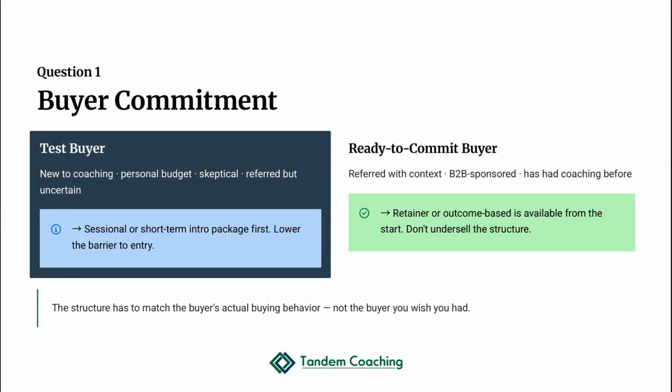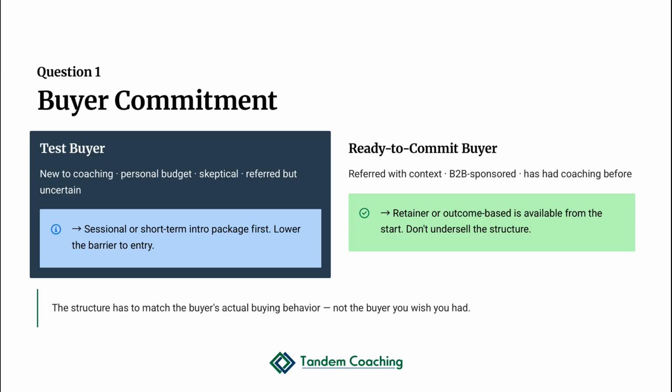Question 1. Buyer commitment. A test buyer, someone new to coaching, working with a personal budget, skeptical or referred but uncertain, starts with sessional or a short-term intro package. Asking a test buyer to commit to a 6-month retainer is asking them to trust a process they haven't experienced yet. The structure has to match the buying behavior.